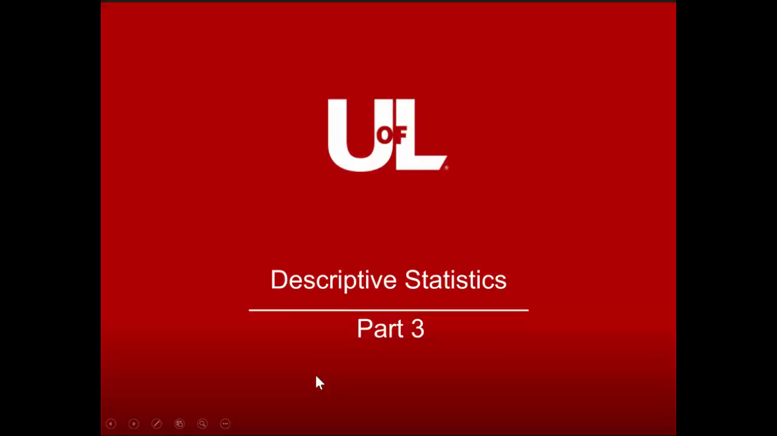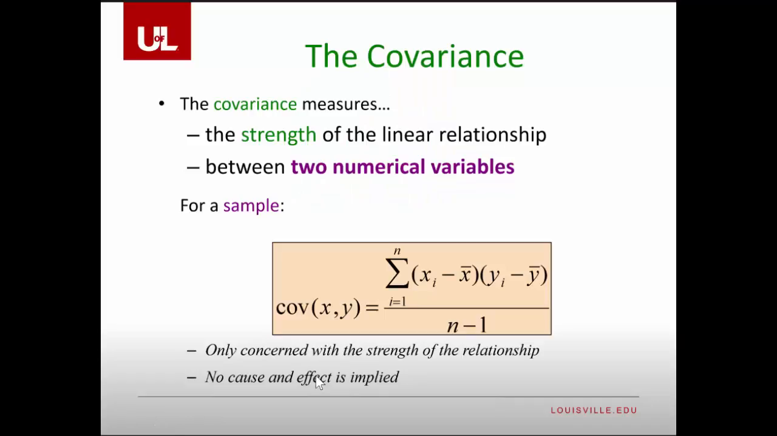Descriptive Statistics, Part 3. In the previous chapter, we talked about crosstabs and scatterplots to describe the relationship between two variables. However, the drawback of those two methods is that they do not tell us the strength of the relationship between the two variables. The covariance measures the strength of a relationship between two variables.